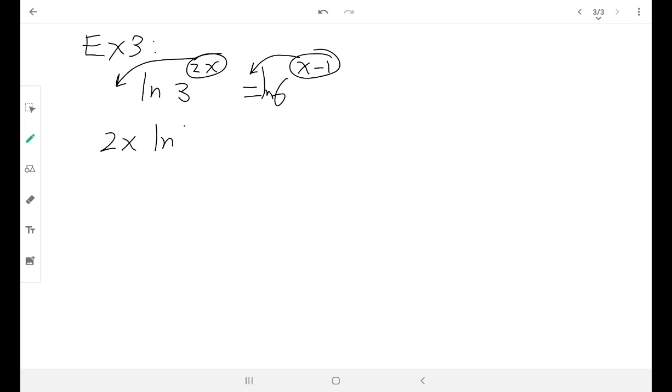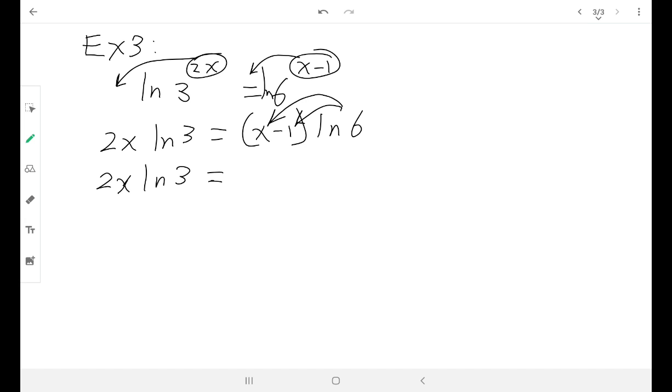times the natural log of 3 equals the quantity x minus 1 times the natural log of 6. Now that's important because we're going to actually have to distribute that. So that's 2x times the natural log of 3 equals x times the natural log of 6 minus 1 times the natural log of 6, which is just the natural log of 6. So the trick here then is put all your x's on one side, all your non-x's on the other side.